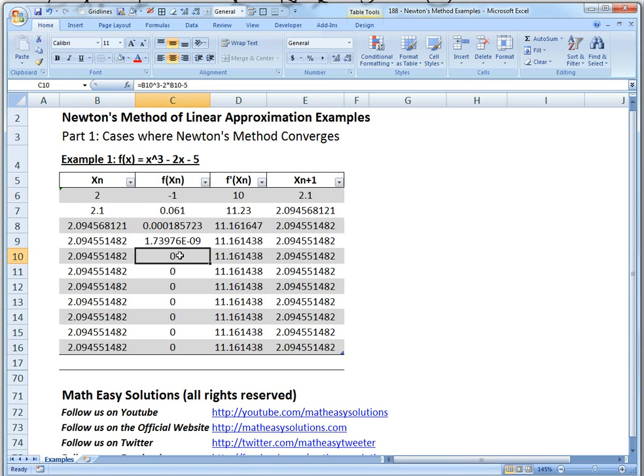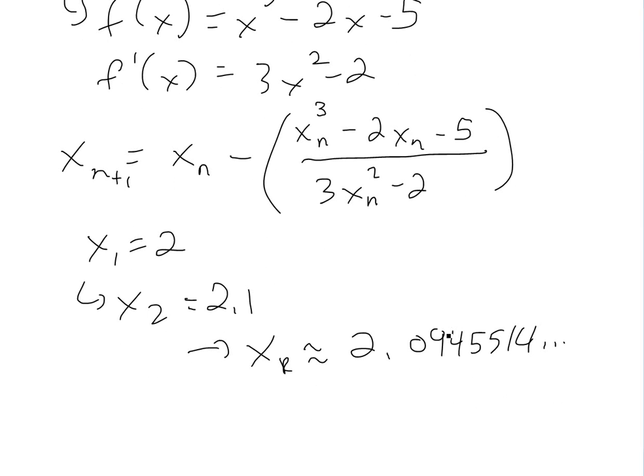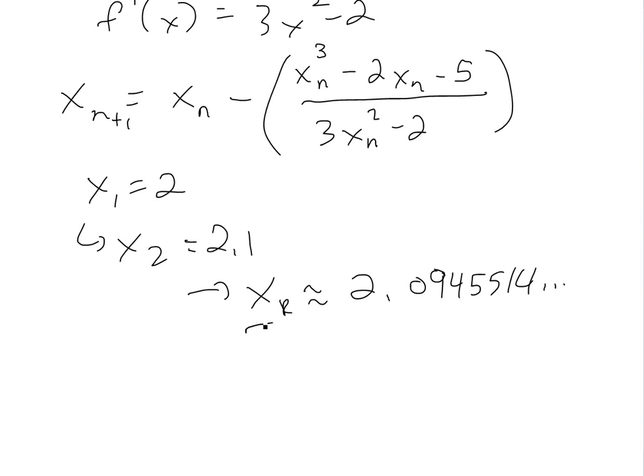This is 0, basically what Excel considers 0. And x2 is basically 2.1 here. I'll just write that down here. And the root, we'll just say it's equal to 2.09455514, etc. So basically, that's our root there.